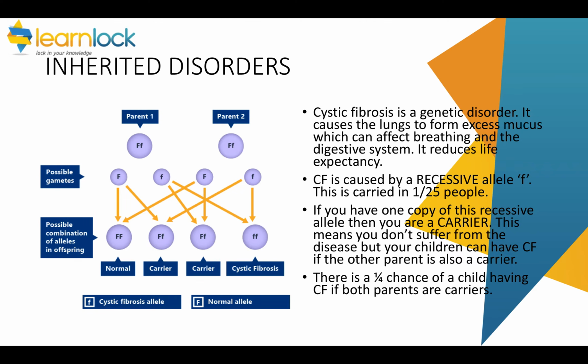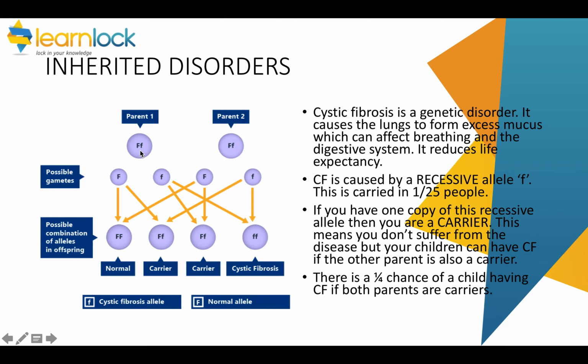So let's pretend that is the small f in this case. And 1 in 25 people have this allele. If you have a copy of this allele, you won't actually suffer from cystic fibrosis, but you will be a carrier, which means that you could then pass it on to your children, but you won't suffer from the disease. What are the chances of passing it on?